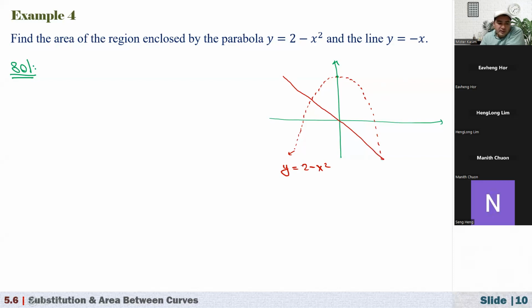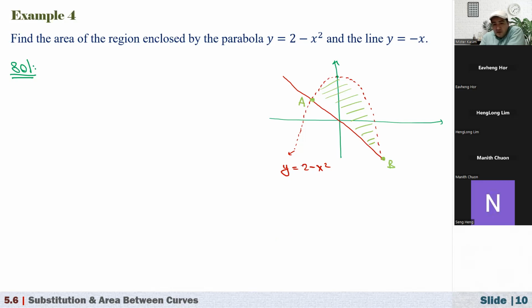Now they are intersecting each other at two different points, here and here. Let's say this point is A and this point is B. The question is asking to find the area of the region enclosed by the parabola and the line, so they're asking about this region.